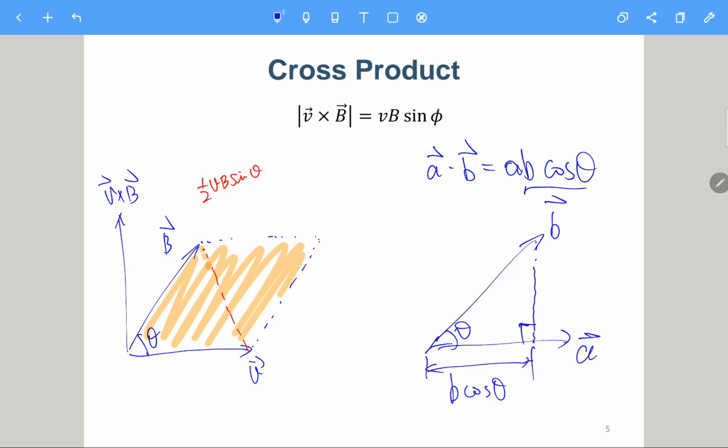So this part is the geometric meaning of the inner product, or you can call it a dot product. And this one is usually called a cross product.